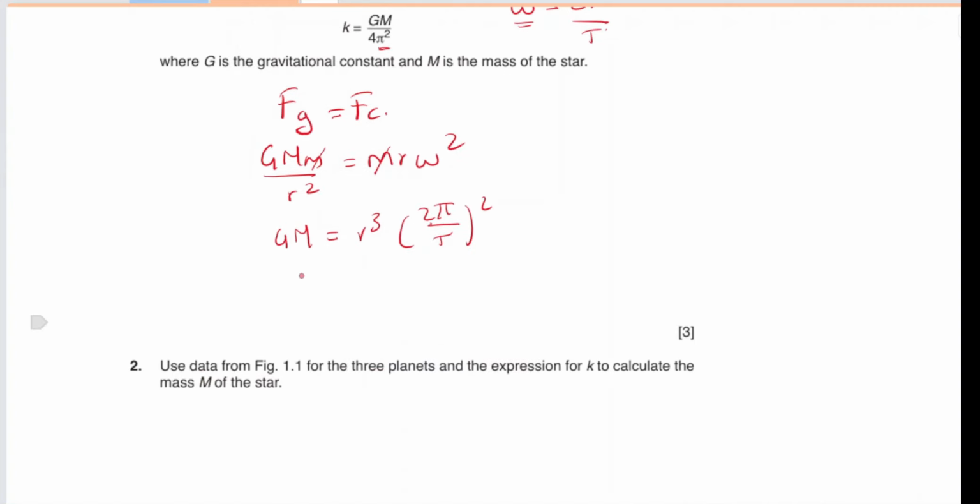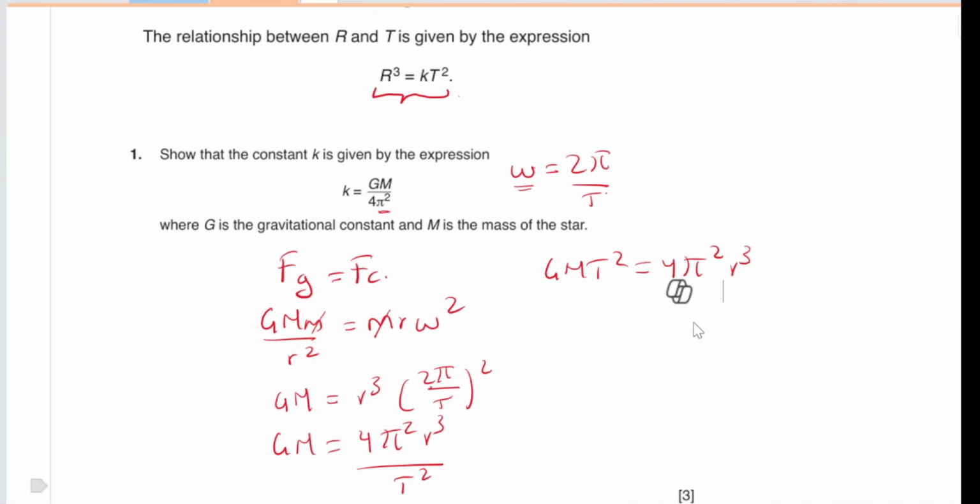And we get GM equals 4 pi squared r cubed divided by T squared. Again, we cross multiply them, and I'll be going a bit fast here because we have done this in the earlier question. So we get this relationship over here. Now you can see that we have r cubed over here, and we have T squared. But over here, r cubed is on the left hand side and T squared is on the right hand side. So let's just rewrite this.